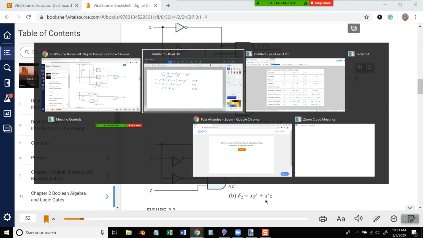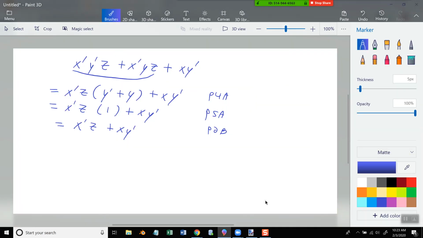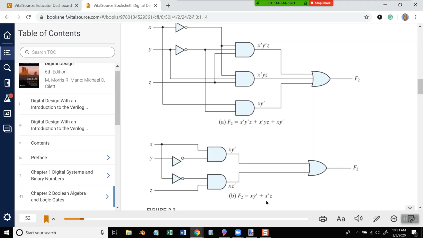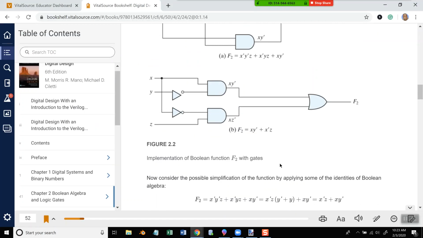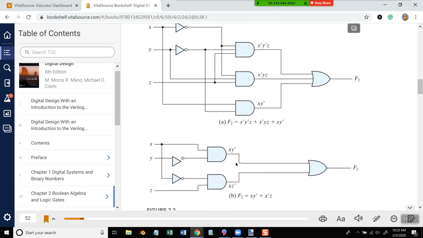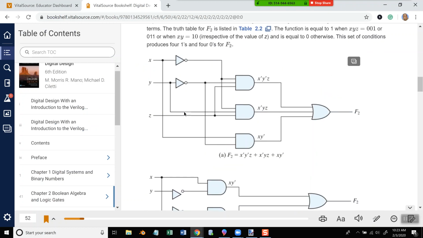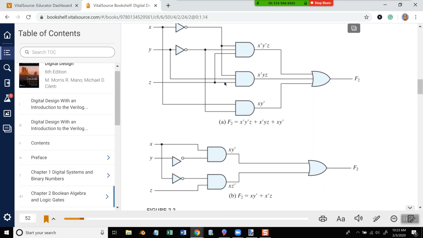xy prime plus x prime z. I have it flipped around, but the commutative property allows us to do that. So this is the simplification of that. So you see that we still have 2 inverter gates. We haven't got rid of those, but we took our three AND gates down to 2 AND gates, and we still have an OR gate.